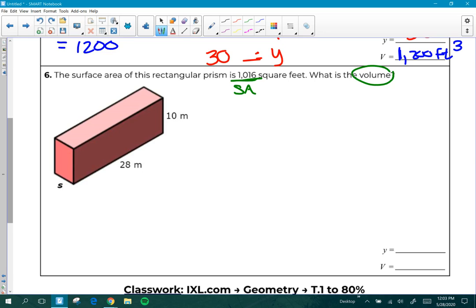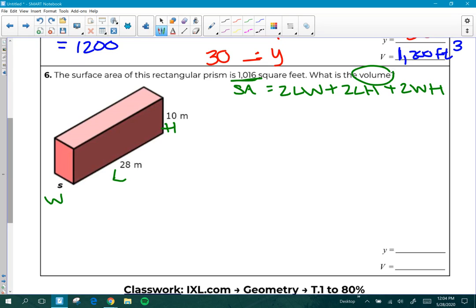Same concept here. I can't find the volume right now because I have my length, that's 28, and I have my height, that's 10, but I don't have my width. So I can't find the volume. I need to know what my width is first. So I need to use that 1016 surface area in order to find the width. So I know that the surface area equals 2 length times width plus 2 length times height plus 2 width times height.